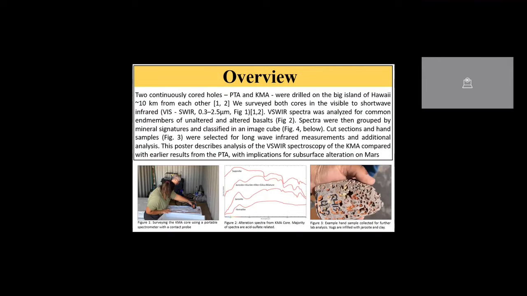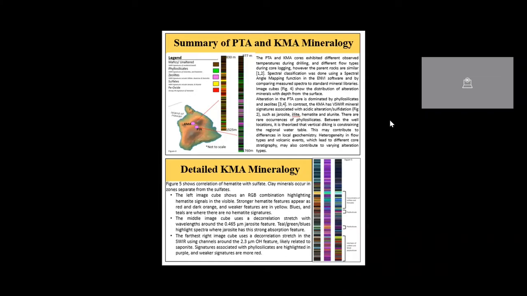So we have access to 2 drill cores from an external project funded by the U.S. Army. The original Army-funded drilling project was an exploration effort to find groundwater resources in the Humula Saddle, Hawaii, which resulted in the PTA and KMA cores, about 10 kilometers from each other. The PTA was surveyed in the shortwave infrared in 2014, and the KMA core was surveyed this past summer in August of 2021.